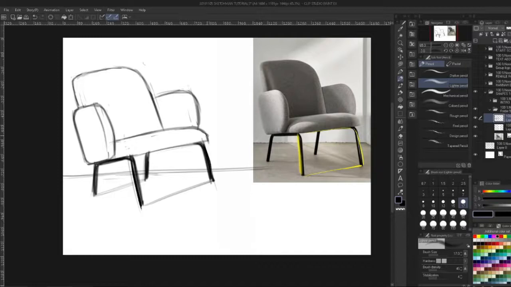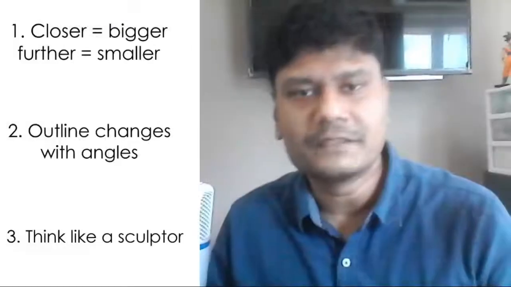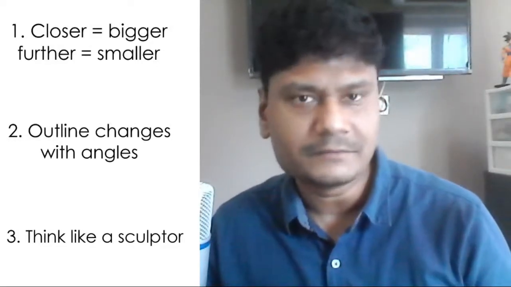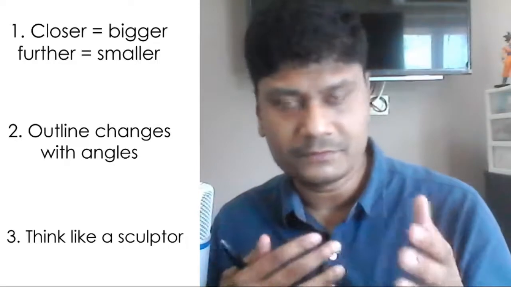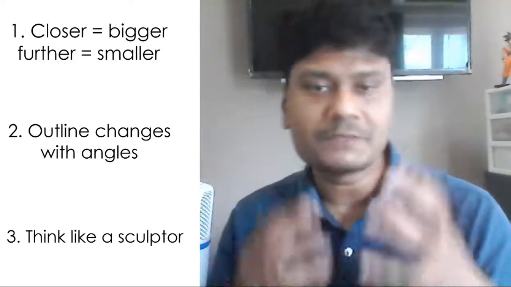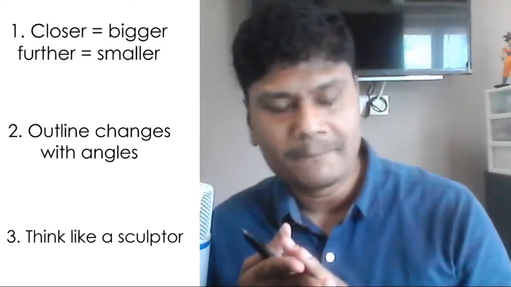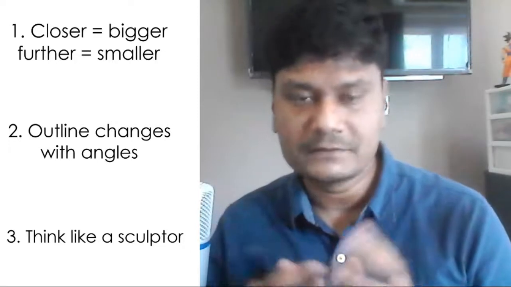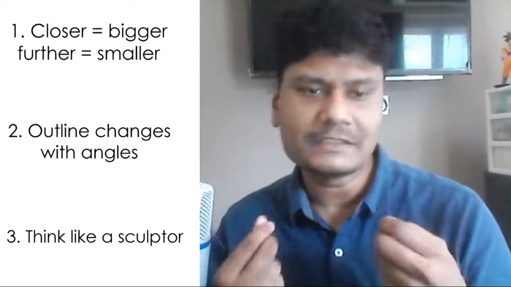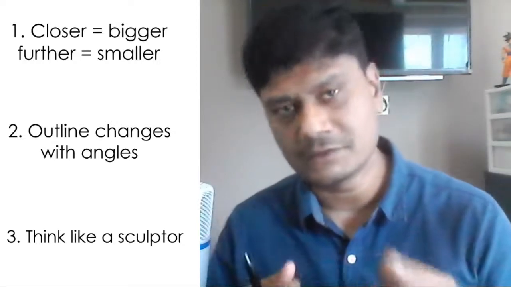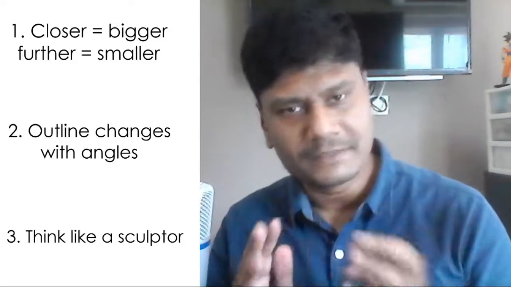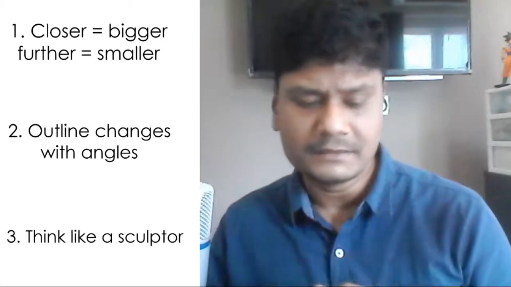So that's basically what I wanted to show you. Now let me recap the principles before I leave you. First, things that are closer to you are bigger than things that are further away from you. Whether it's a 3D shape or just flat 2D shapes, the outline changes with angles. And of course, think like a sculptor. That's another thing that I love in the drawing process, which is to erase and keep sculpting, trying to find the right form, and I like that.